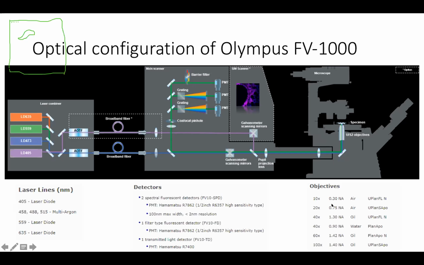So that's in a nutshell the laser lines, the bunch of detectors that we have, and the key over here are the objectives. We have a 10x and a 20x air objective. We have a 40x oil immersion lens, as well as a 60x and 100x oil immersion lens, and a 40x water objective. So depending on your sample and the question that you are asking, you will be choosing different objectives. And this is something that I will cover in much more detail when you come up for training over here.